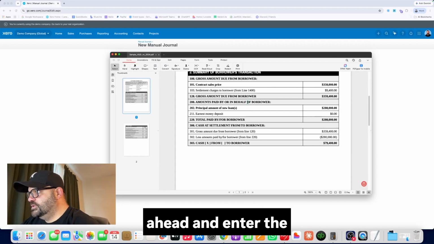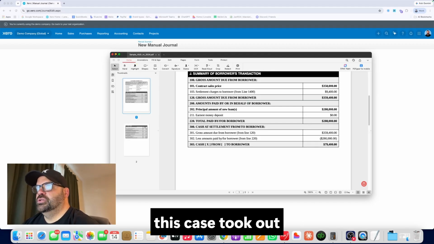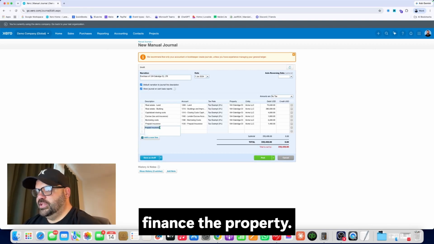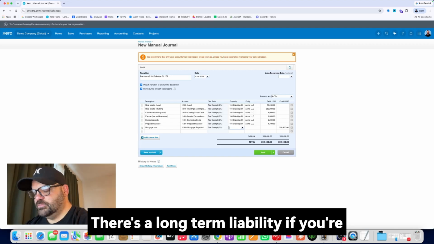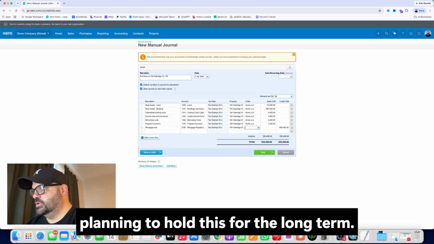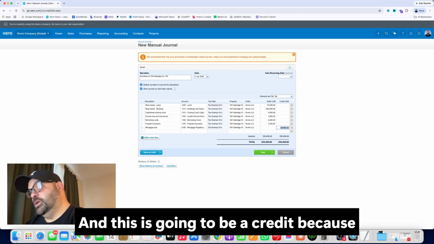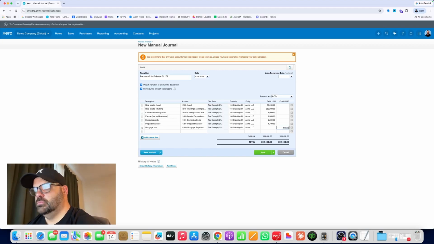So now let's go ahead and enter the loan, the mortgage in this case. Took out a mortgage to finance the property. This is a long-term liability, if you're planning to hold this for the long term, and this is going to be a credit because we're increasing the liability account, so it's going to be a credit, 280,000.